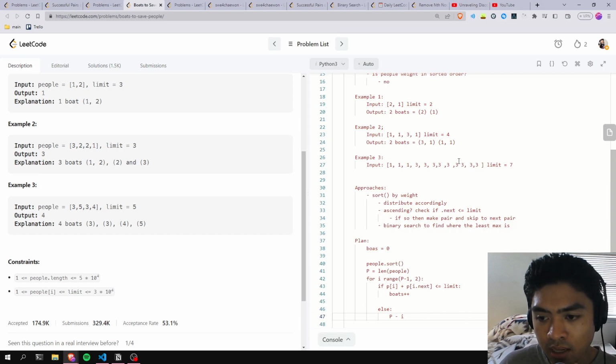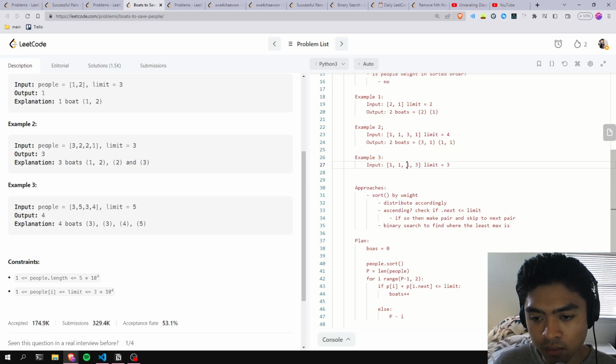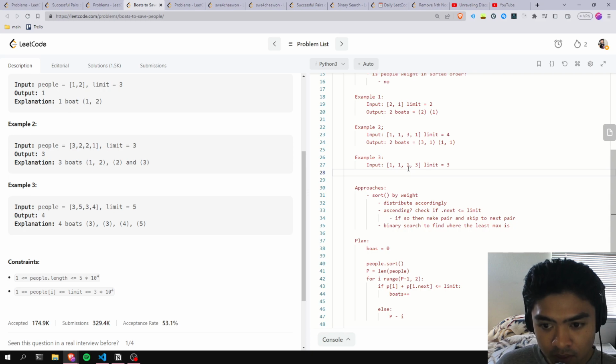Okay, so if this was the case where limit was like 3, and this was the length of people we have. So this is one pair, so that's one boat. This could be two boats, right? But okay, so I guess we're currently right here, right? So we're at the second index. Okay, that makes sense. So we're at the second index.